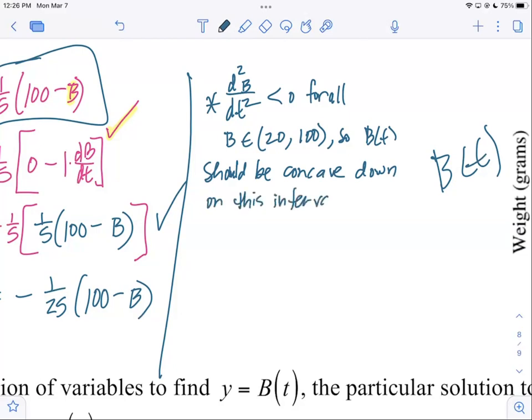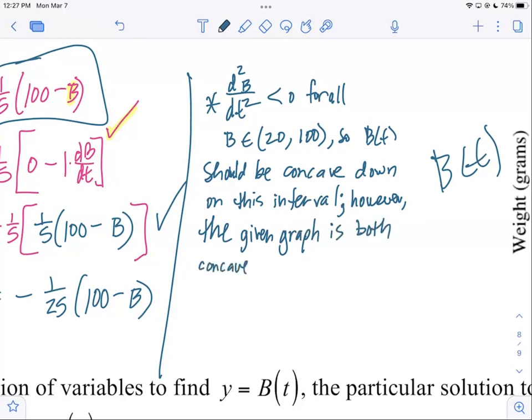Is that enough to stop there? Comma or semicolon, however, comma, the given graph is both concave up and concave down, or just is concave up on this interval. That's probably the fastest way, is concave up on a portion of this interval.